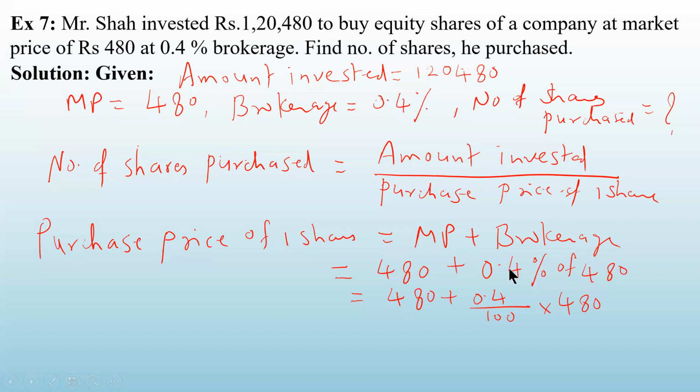This is how we calculate the percentage. Percentage meaning out of 100. So 0.4% means out of 100, 0.4. So what is out of 480? Multiplied by 480. Now what you have to do is use your calculator and solve this. So it is 480 plus 0.4 into 480 divided by 100. That gives you 1.9. When you add it to 480, you will get 481.9. So this is the purchase price of one share.